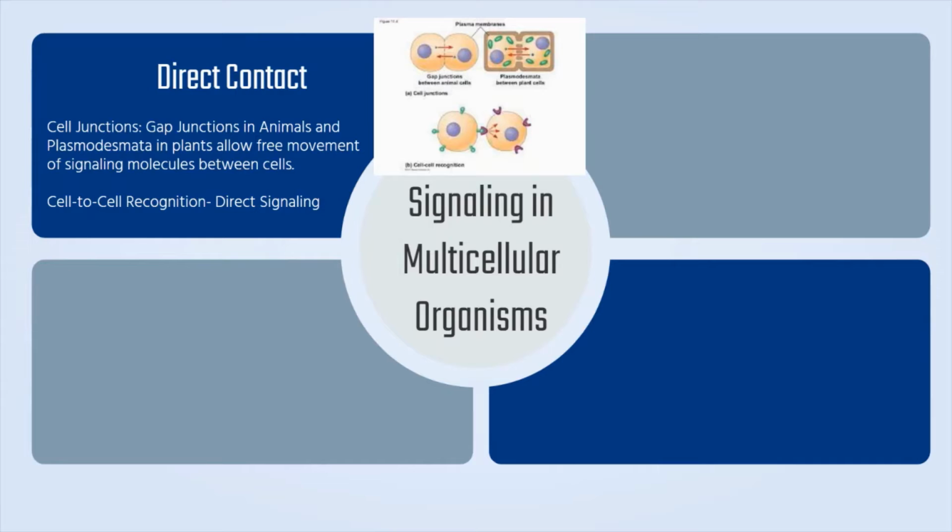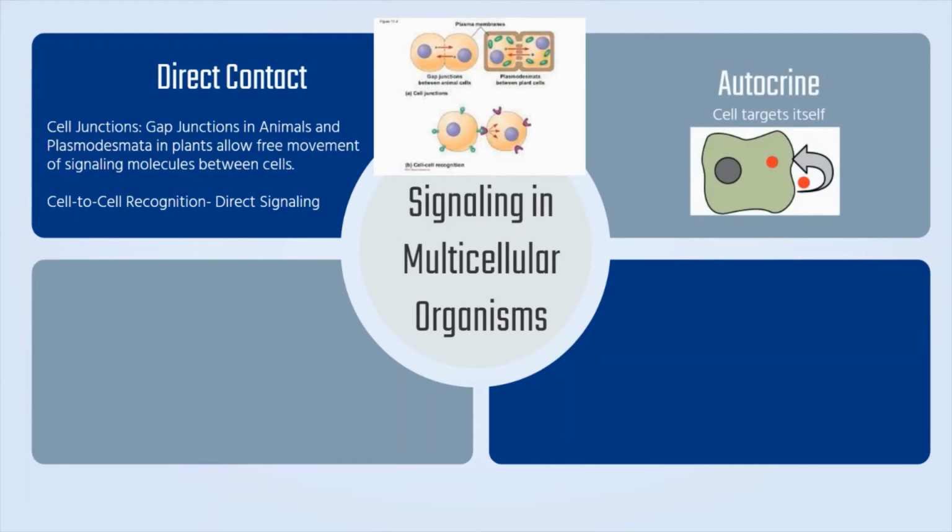Another kind of direct contact is cell-to-cell recognition, which is direct signaling between two different cells. Autocrine is when the cell targets itself.